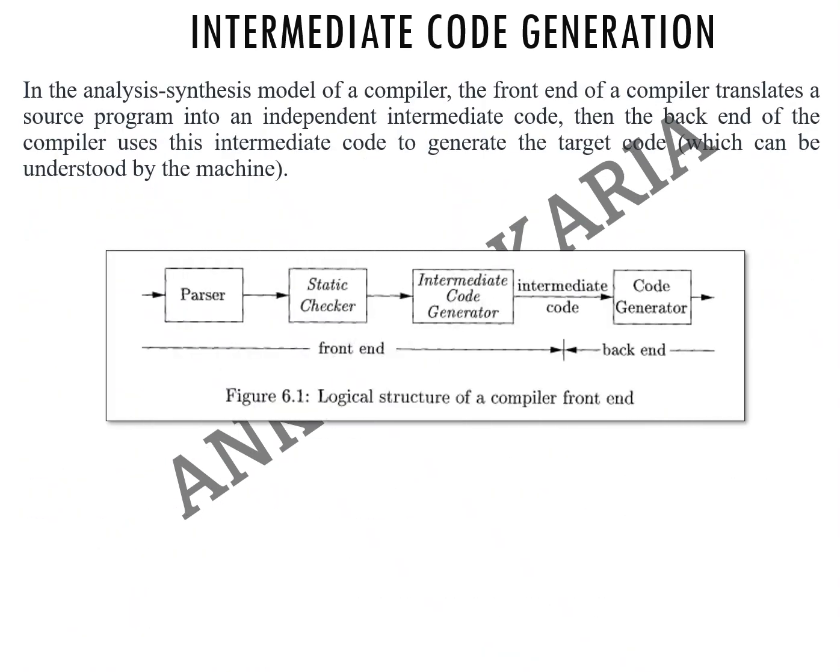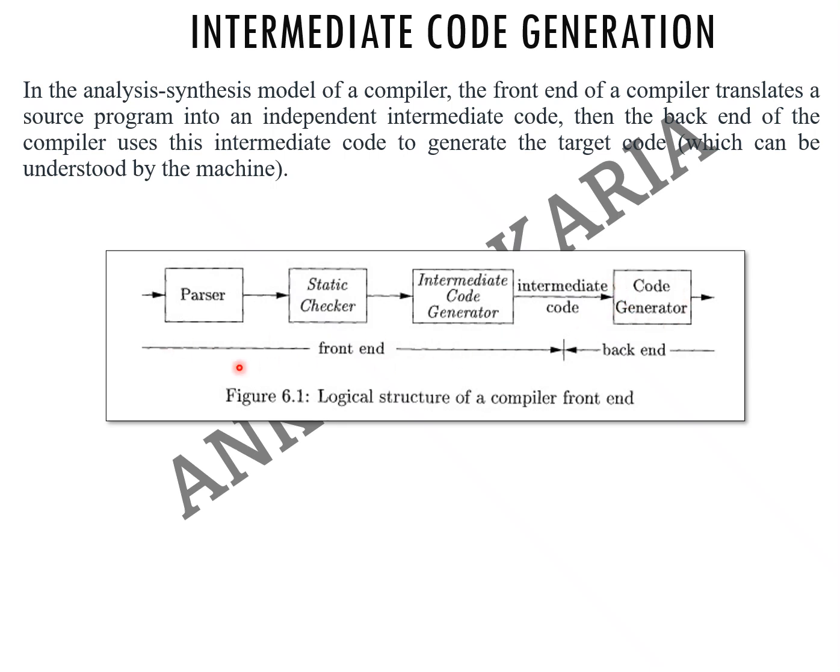Let us see what is there on the slide. The slide says, in the analysis synthesis model of a compiler, the front end of a compiler translates a source program into an independent intermediate code. As I said, the intermediate code generator is responsible for converting the source program into an intermediate code which is not tied up to any machine. It is not tied up to any target machine. The backend of the compiler is then responsible for using this intermediate code and generating the target code. Thus, the intermediate code is then converted into target code by the code generator.